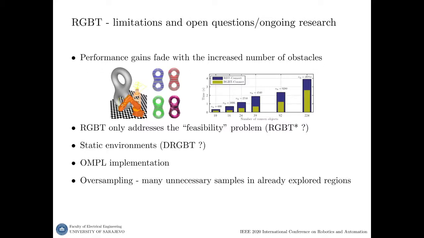Furthermore, RGBT algorithm provides only a feasible solution path within static environments. There is an ongoing research to develop asymptotically optimal version of RGBT together with the version capable of replanning and hence dealing with moving obstacles. Moreover, we are working on development of the OMPL implementation of the algorithm. Other interesting open questions that could be addressed are the problem of oversampling and the development of kinodynamic version of Burrs.